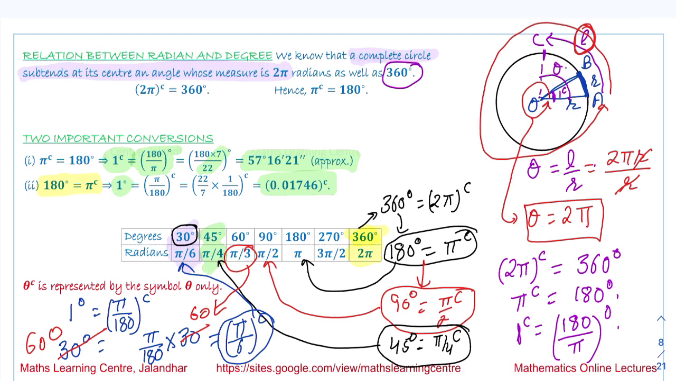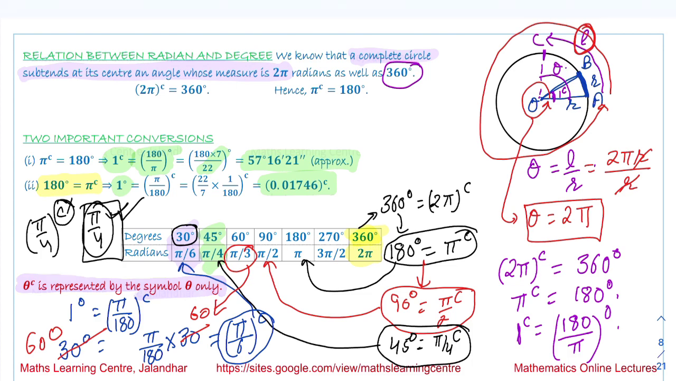We do not always mention pi by 4 radians, we just write it as pi by 4. It is not always necessary to mention the symbol for radian here. If we are writing pi by 4, it is sufficient to represent pi by 4 radians. It is mentioned here that theta radians is represented by the symbol theta only.